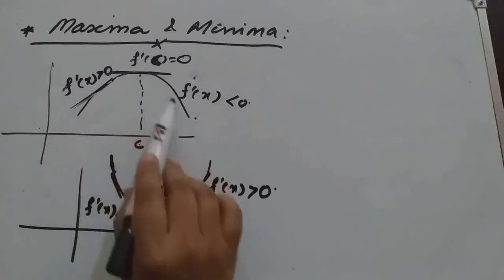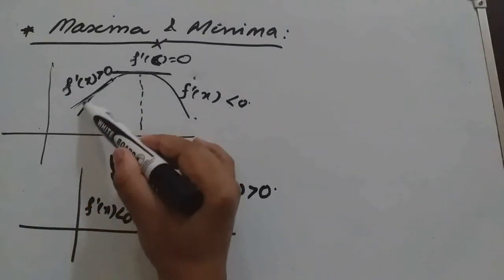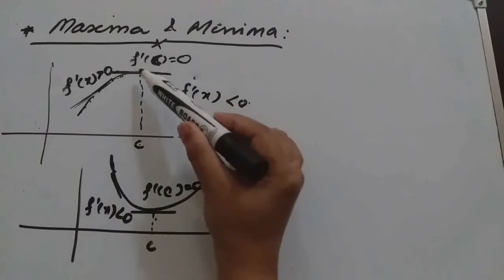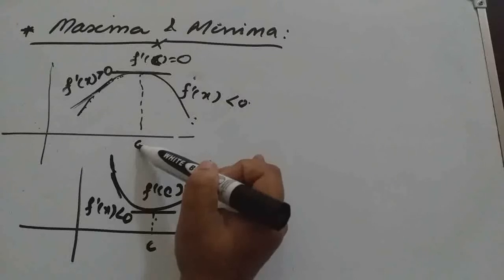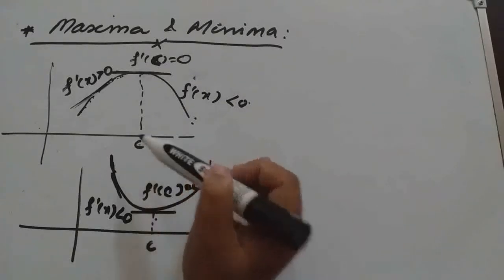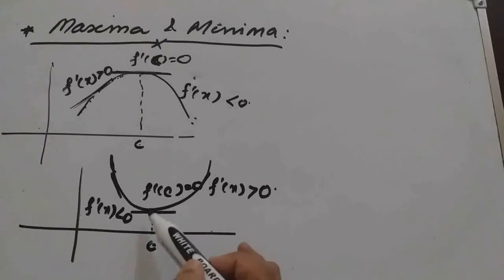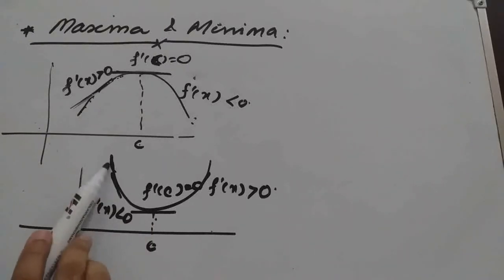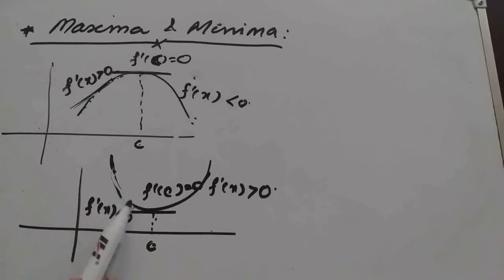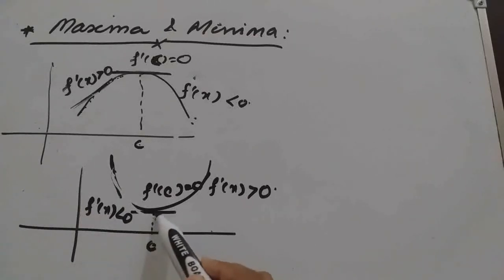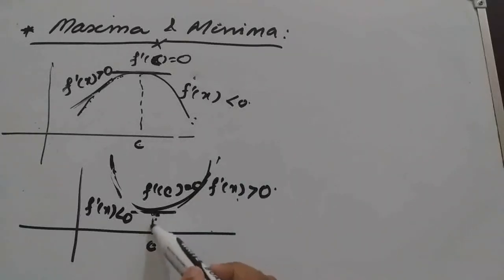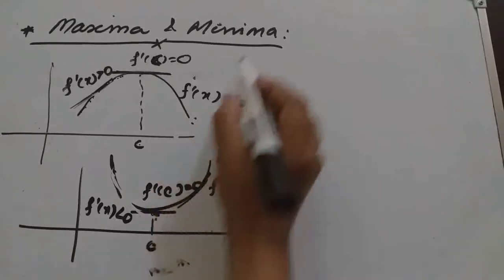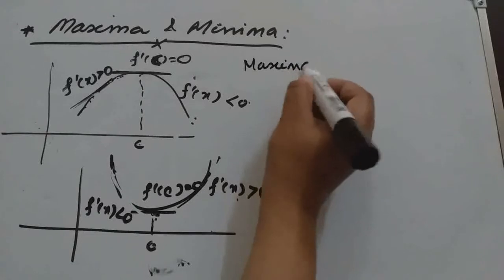So see, in one graph, if the function is increasing at each point and reaches the highest point, then started decreasing, this point is called maxima. And for this particular case, if the function is decreasing and reaches its lowest value, then it started increasing, derivative positive, that point will be minimum. So this point is called maxima, this point is minimum.